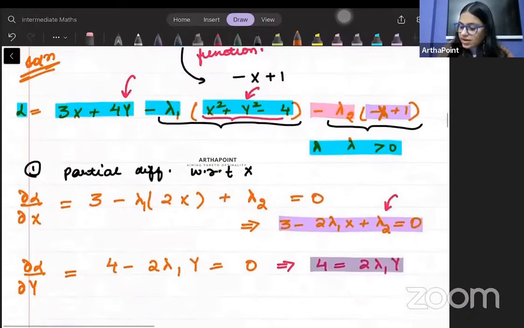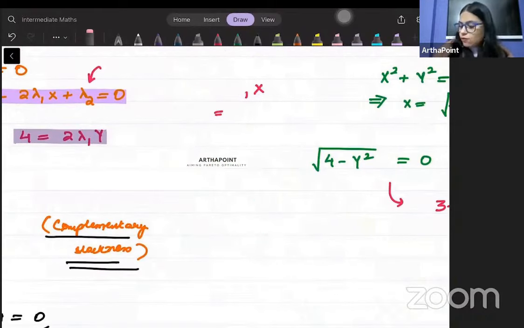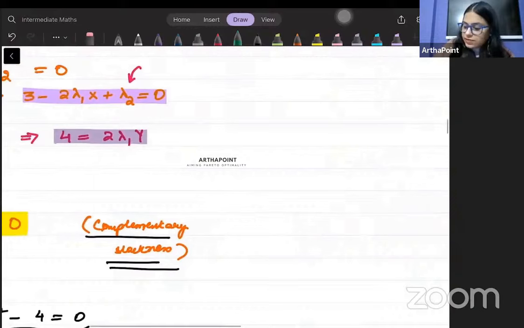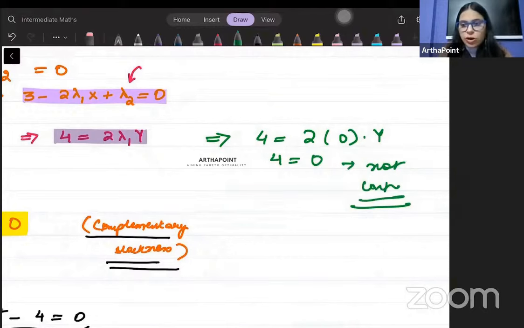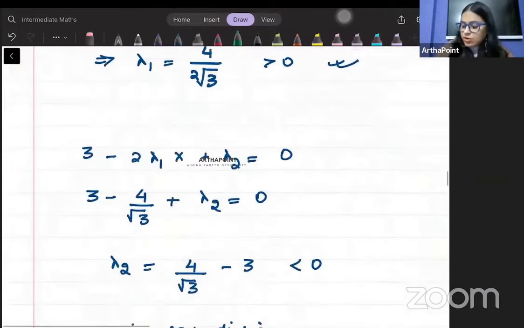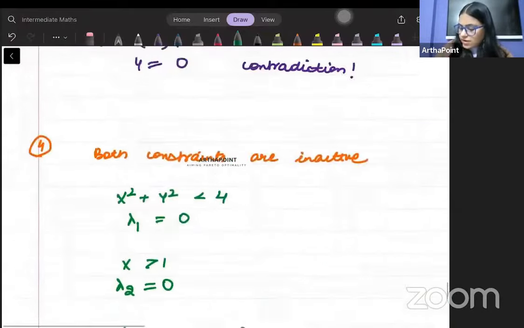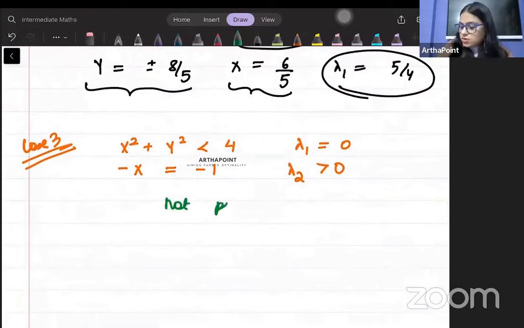So if I just go back again to my equations that I had created and I take lambda 1 as 0, what will I go ahead and get? Let's quickly check that out. So from here, it will mean that 4 is equal to 2 lambda 1 का value 0 लिया है into y. So 4 is equal to 0. This is a contradiction. So it is not possible. So 4 cannot be equal to 0. So which means that this permutation combination is incorrect and this is not possible. So this is also not possible. This is incorrect.